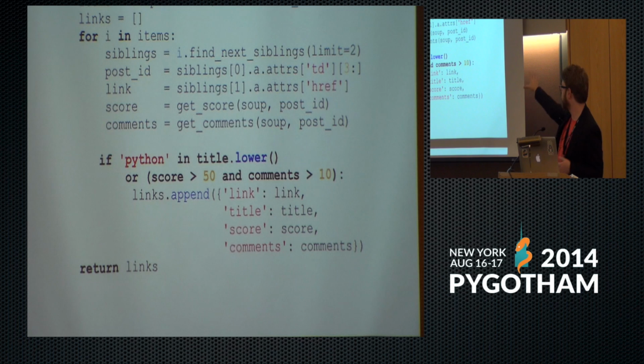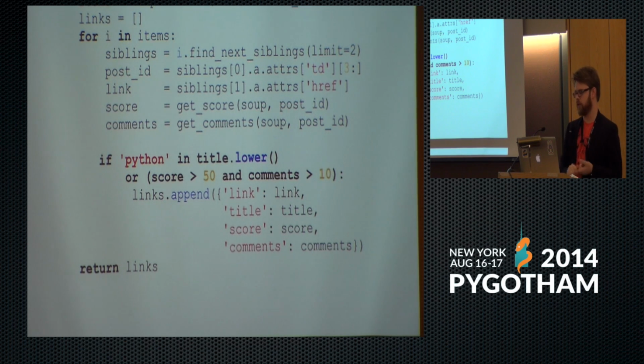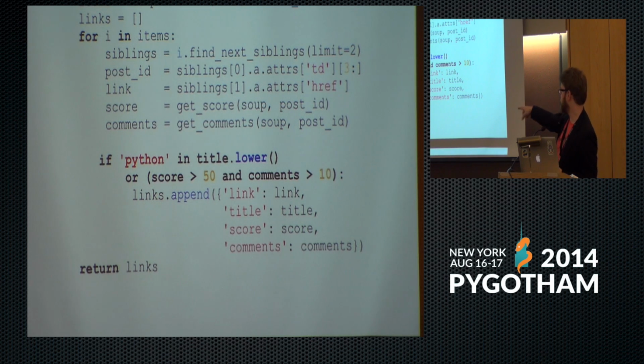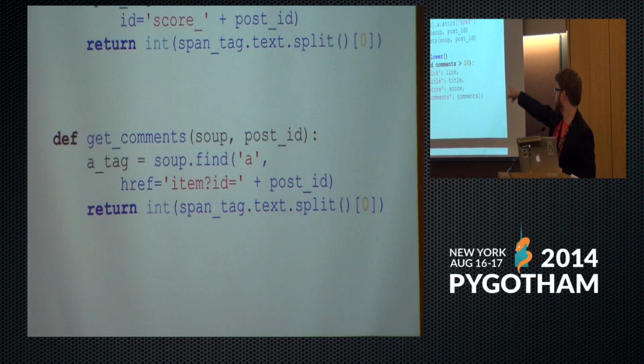So I have two other functions I wrote, and I wrote them separately because they cluttered up this slide. It's actually few enough lines that I could have done these inline. But I want to get the score and I want to get the number of comments so I can filter them. And I'm interested in things that have Python in the title, or they have a score of greater than 50 and 10 comments. So people are voting them and talking about them. And then I turn this structure that I sort of deconstructed here and put it into a dictionary, and I return a list of dictionaries that has the information that I need.